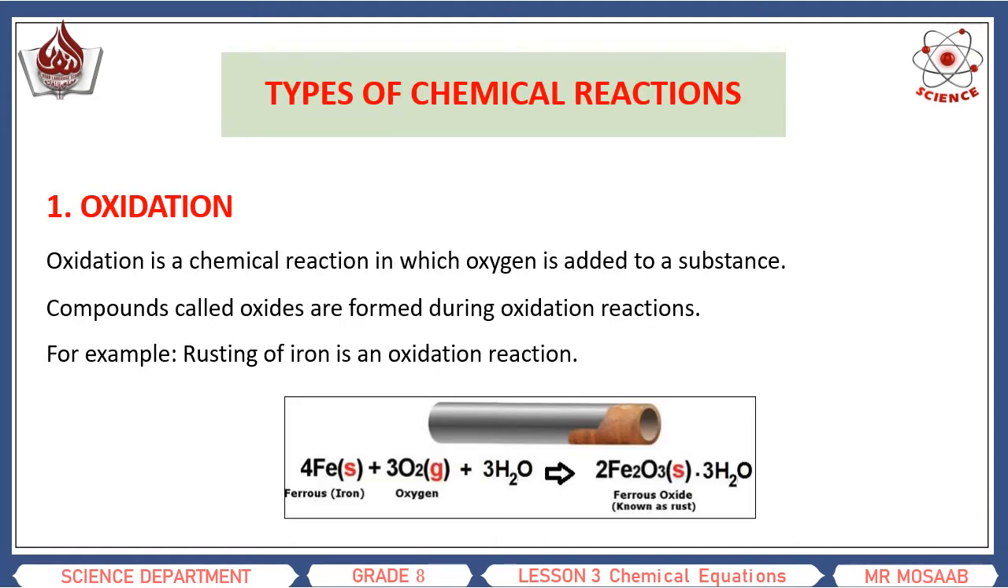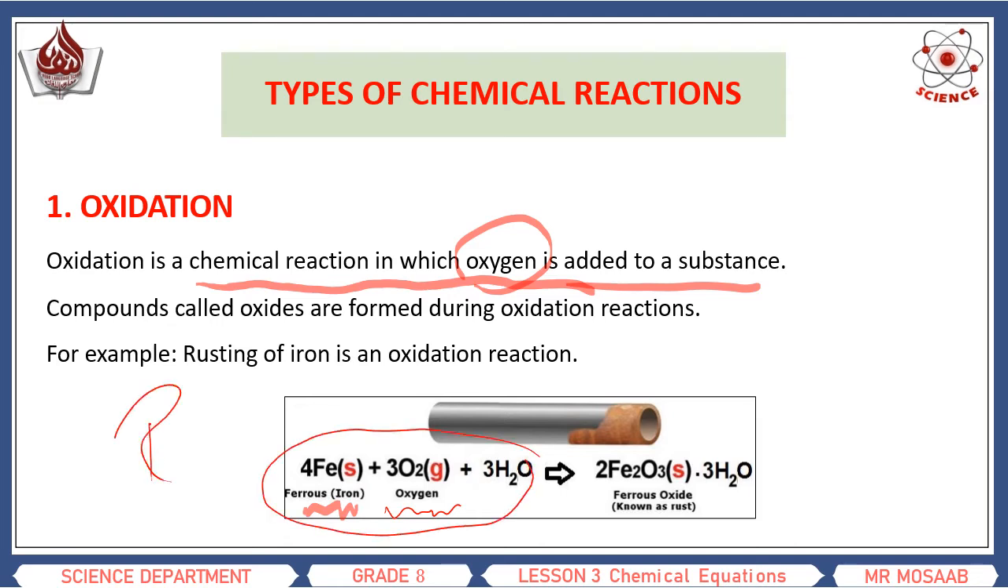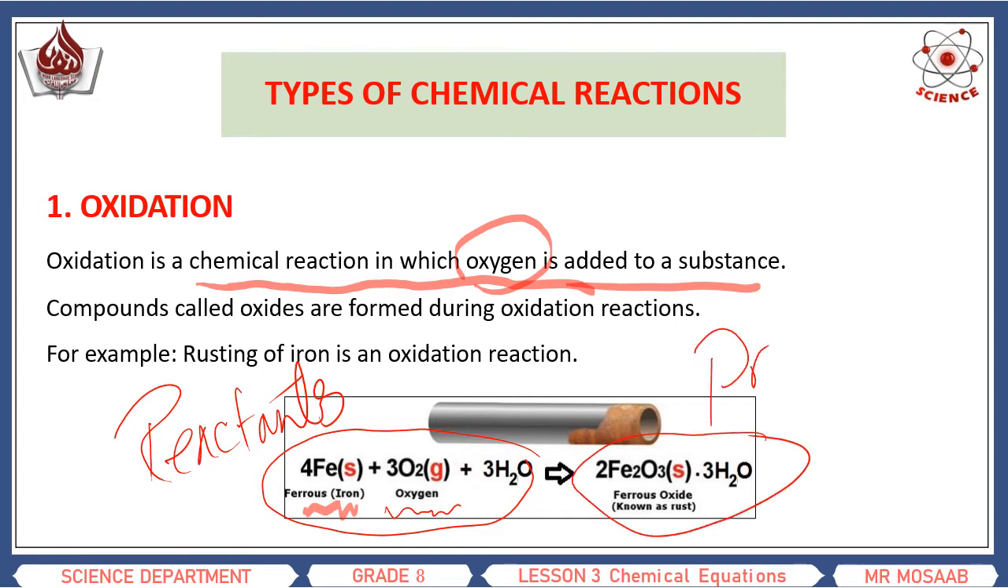Oxidation is a chemical reaction in which oxygen is added to a substance. So this is a definition for oxidation. It's a chemical reaction in which oxygen is added to a substance. As you can see here, we have only one element, which is iron, Fe. And oxygen is here, and all this side is the reactant side, reactants. And after the arrow, all this is called products.